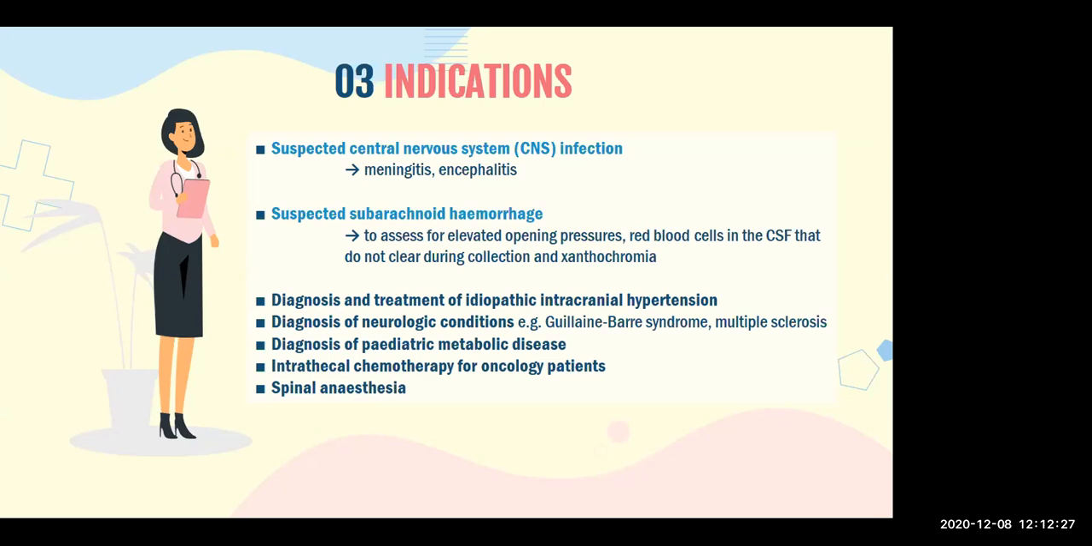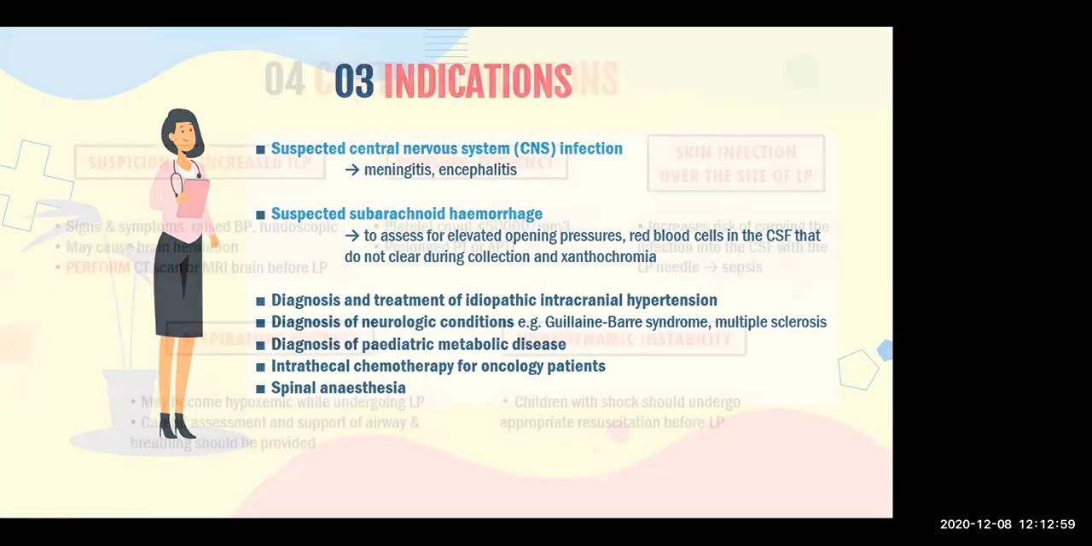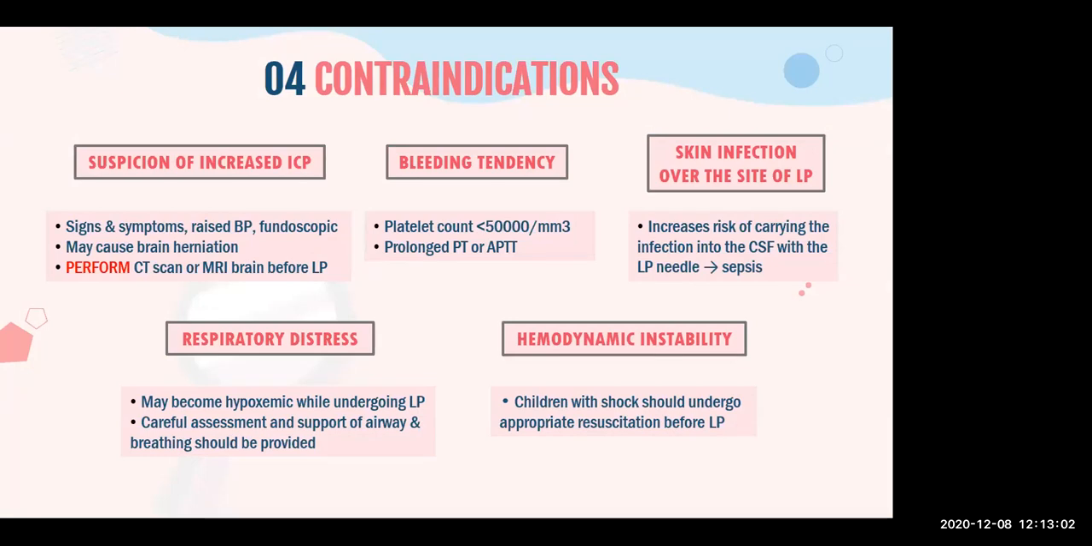There are also other indications like diagnosis and treatment of idiopathic intracranial hypertension, diagnosis of neurologic conditions like Guillain-Barré syndrome and multiple sclerosis, and diagnosis of pediatric metabolic disease like inborn error of metabolism. It can also be used for intrathecal chemotherapy and also for spinal anesthesia. However, not all patients are approved for lumbar puncture to be performed. So there are several contraindications for lumbar puncture.